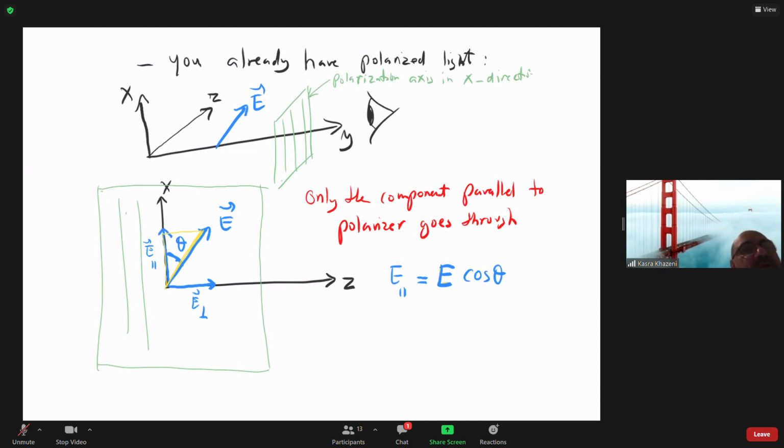Now, you can imagine if you rotate the polarizer such that the angle theta is exactly 90 degrees, what are you going to see? So if I turned the polarizer, here's my electric field, and if I had the polarizer rotated like that with its axis this way, what is the thing that comes out?